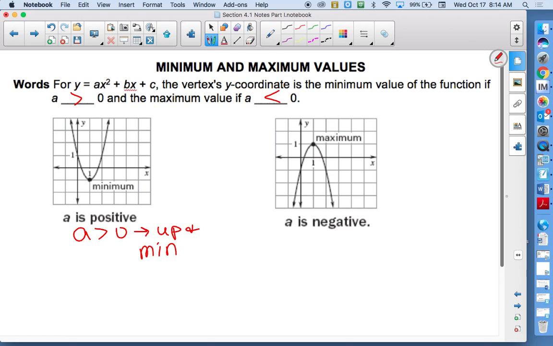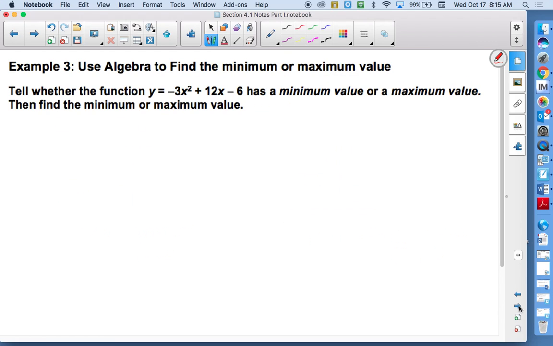If the a is less than 0, then our graph goes down, and every time it goes down, it's a max, down max. If you had a dog named Max, you'd say down max, you don't want him jumping up on you or your friends. So if you look underneath, it says tell whether the function has a minimum or maximum value and then find it. Does anybody know just by looking, is this going to be a minimum or maximum value?